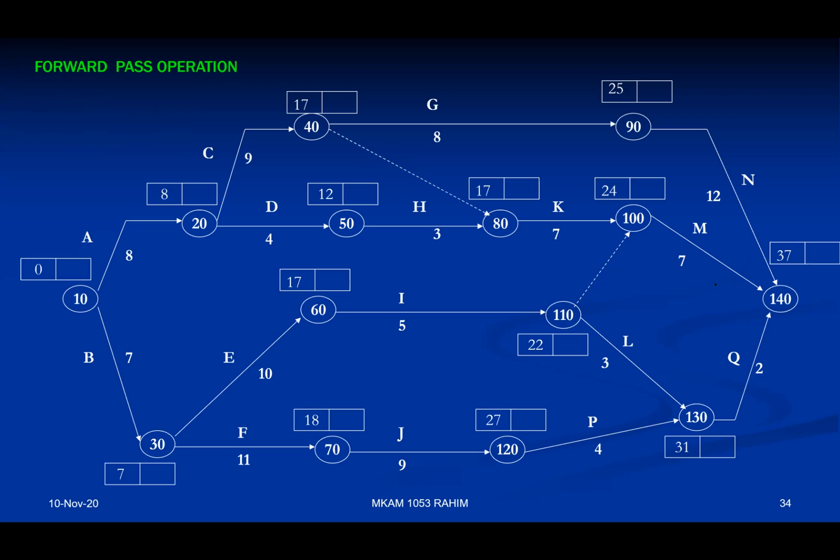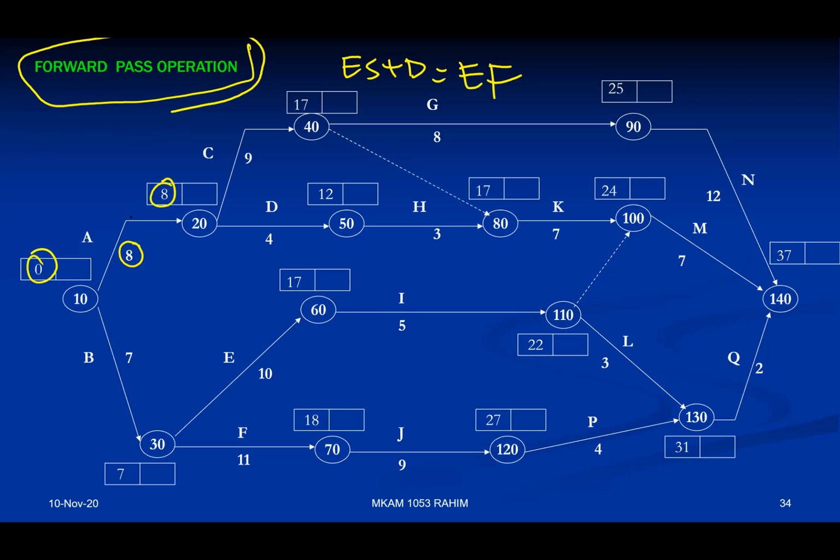Then you are going to calculate. What do you calculate first? You perform what we call the forward pass. Remember, forward pass is early start plus duration, which gives you early finish. So you start with 0. 0 plus 8 equals 8. And then for B, 0 plus 7 equals 7. The only thing you need to be careful about is when there are a few arrows going into a node. Otherwise, you can just go through the calculation easily.